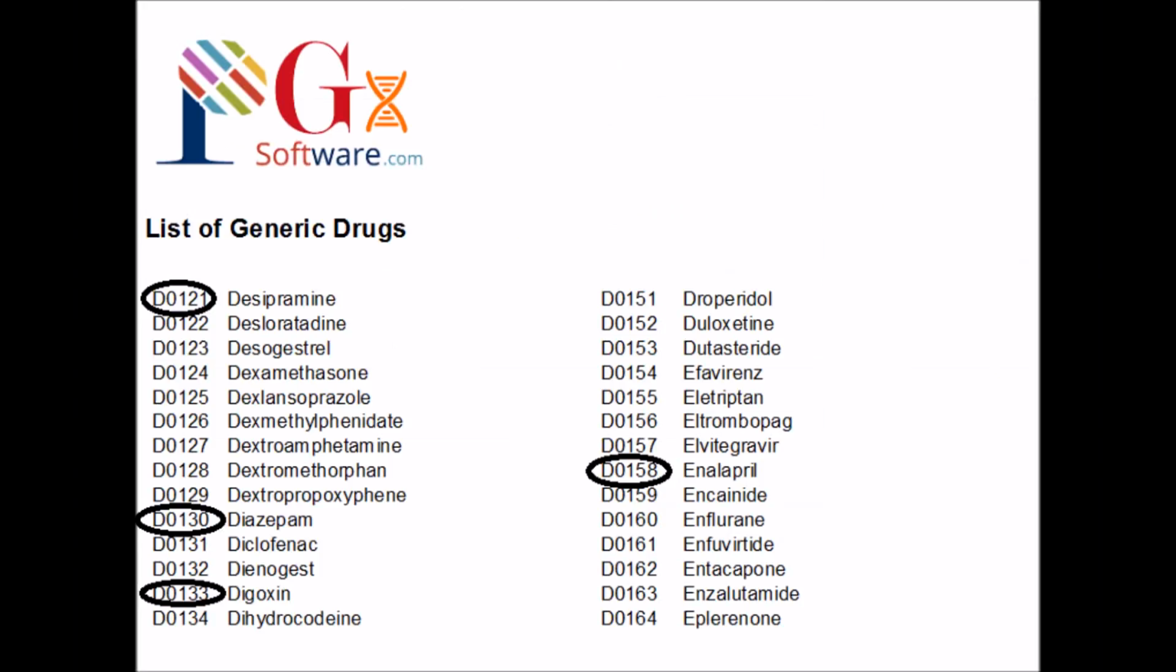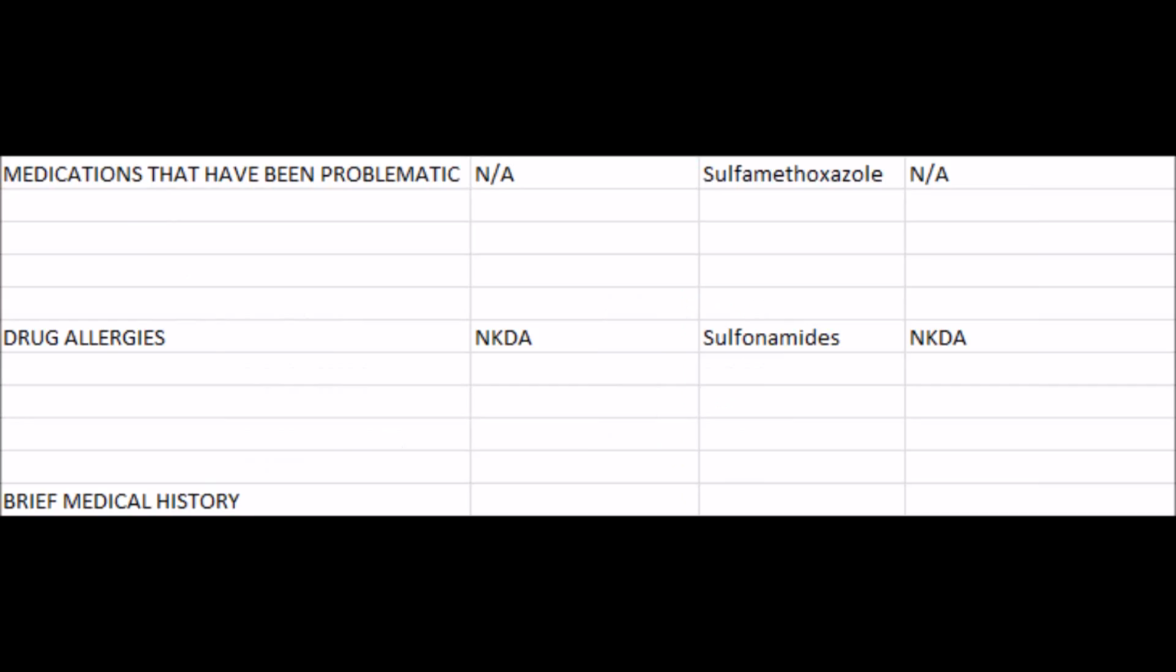Although certain information is not required, the inclusion of 3 items will enable us to create a more accurate report for your patient. These items are medications that have been problematic, drug allergies, and the patient's brief medical history. For example, patient 2 is allergic to drugs in the sulfa group.